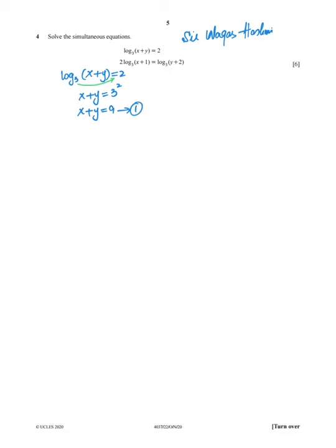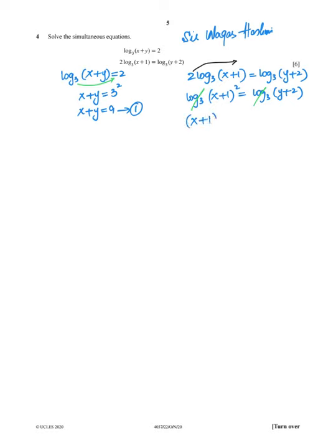For the next equation I have 2 log base 3 of (x plus 1) equals log base 3 of (y plus 2). The property of log is that it can shift the coefficient as a power. So I will apply the property, so that will be log base 3 of (x plus 1) whole square equals log base 3 of (y plus 2). On both sides we have log 3 and log 3, so it cancels. So the leftover part is (x plus 1) whole square equals y plus 2.